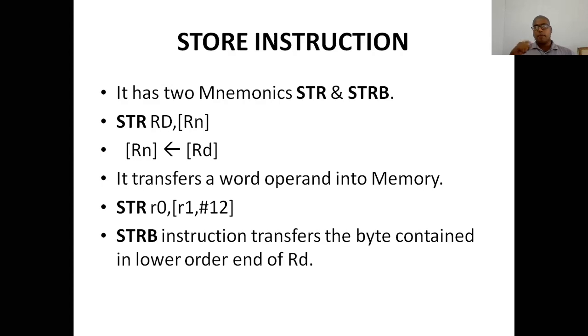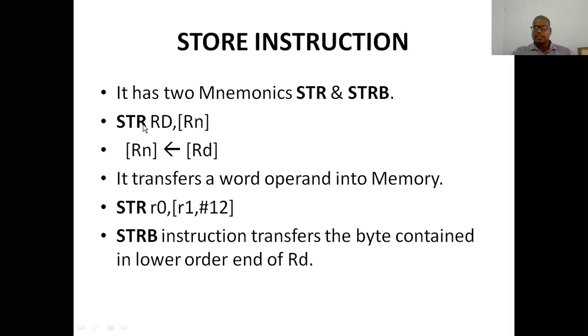In this store operation, we take the value from a register and place it in a memory location. That is called a store operation. There are two types of opcodes or mnemonics for a store operation. One is STR and the other one is STRB. What is the meaning of STR and what is the meaning of STRB? That we need to discuss now.